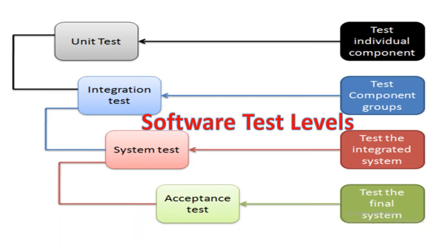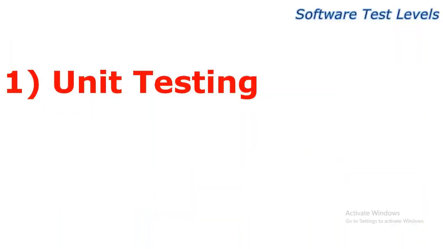There are four levels of software testing. One is unit testing, or component testing. Second one, integration testing. Third one, system testing. Last one, acceptance testing. First, unit testing.